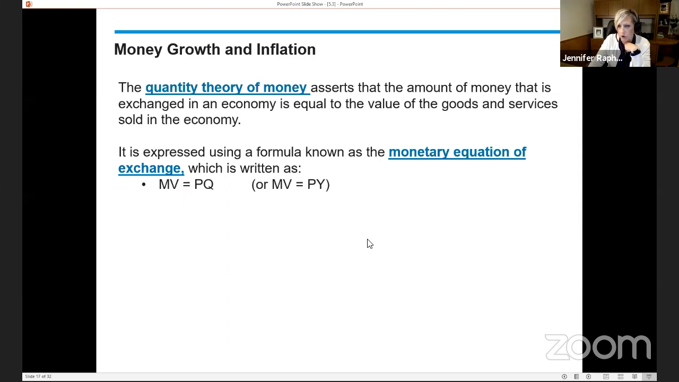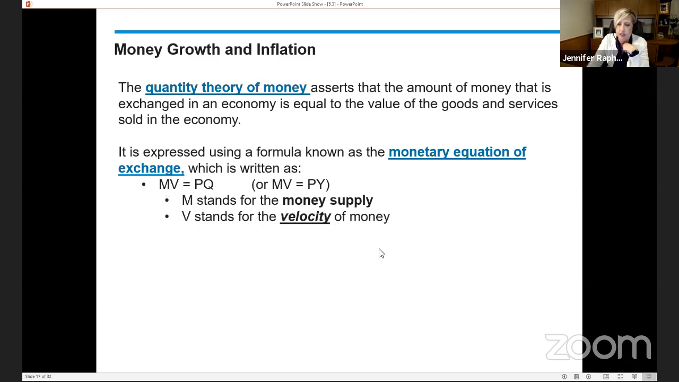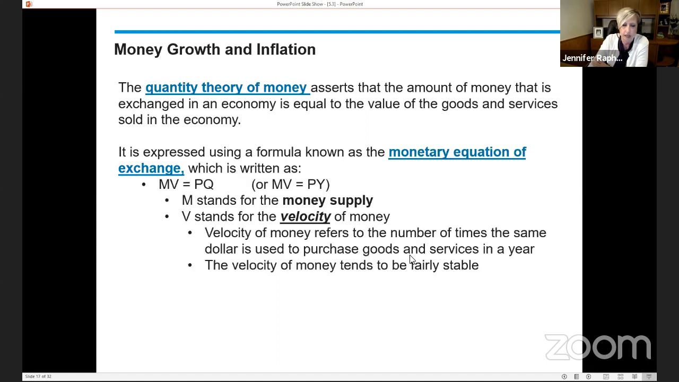So let's break this down. What do those variables represent? Well, in this monetary equation of exchange, M stands for the money supply. V stands for something called the velocity of money. And what that refers to is the number of times a given dollar bill is used to facilitate an economic transaction in a given year. How many times does the same piece of currency change hands, right? You don't need the same number of dollars in the economy as your GDP, as your nominal GDP, because each dollar gets used again and again and again.